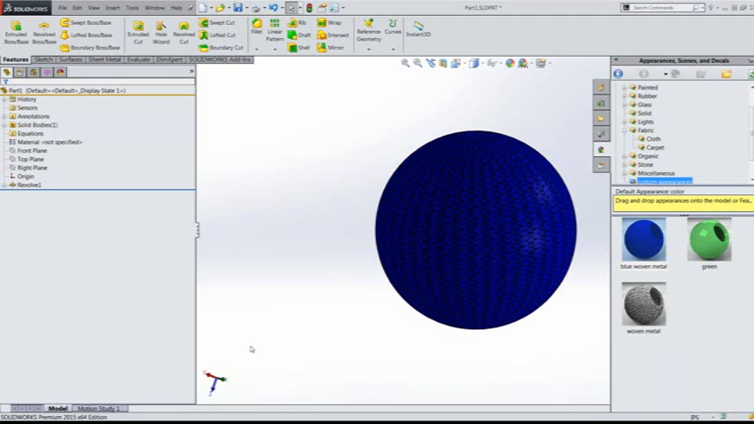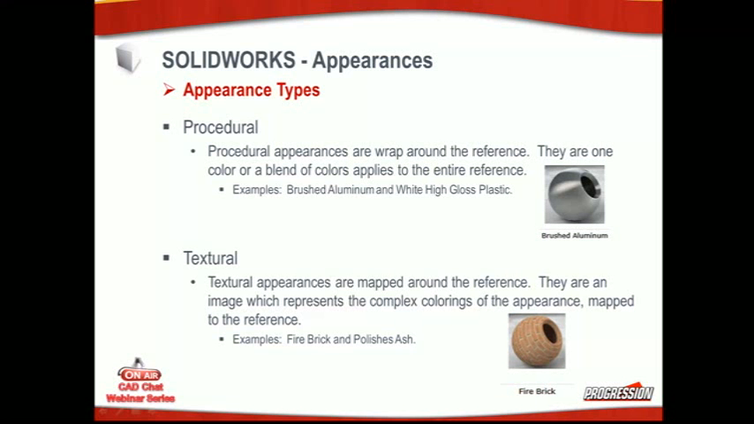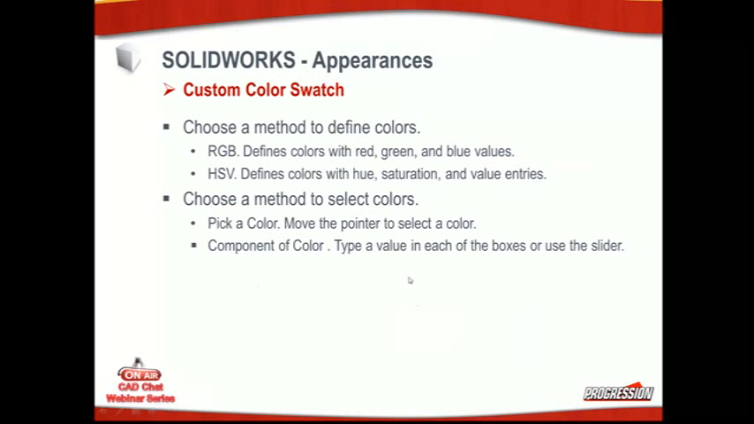Okay, so there's not much to that. It's a pretty simple process. I think people just aren't aware of the process that's taken, but it's pretty simple. Couple of things to keep in mind. You can create custom color swatches as well. You have to choose a method to define your colors, the RGB or the HSV, and then you choose a method to select your colors. Okay, so let's go back to SOLIDWORKS and take a look at that real quick.